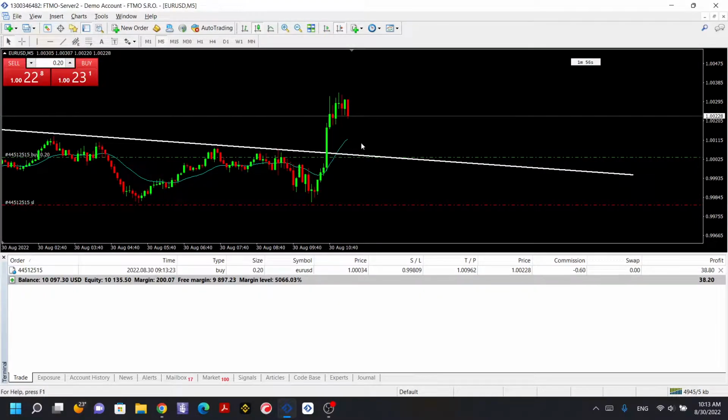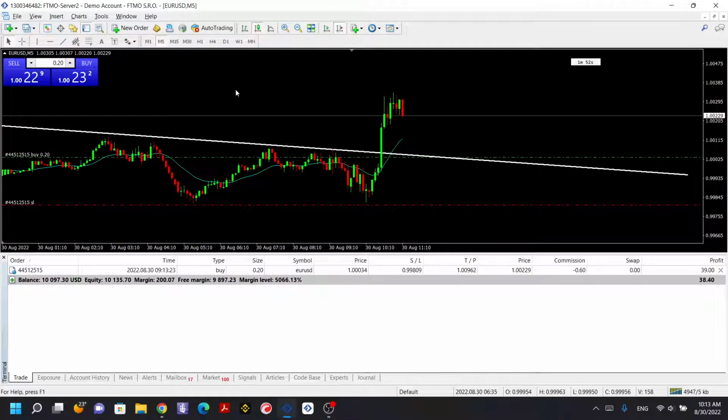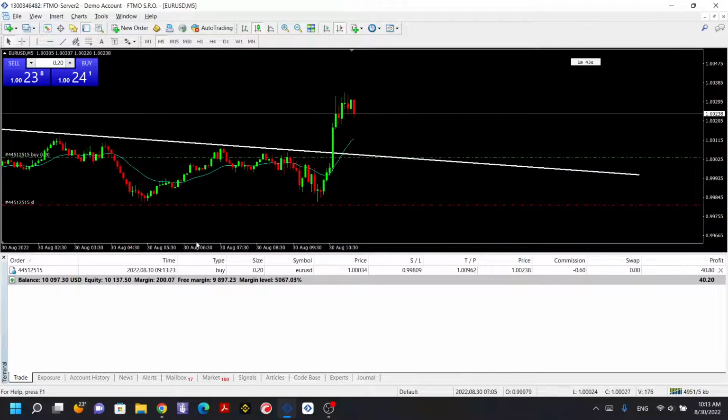Okay, so let's review this trade. I took a short position somewhere around this area. Market ended up coming down, but I closed it at break even.